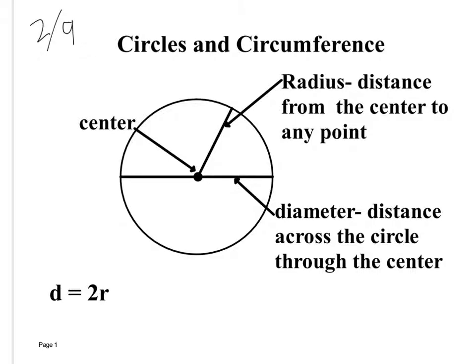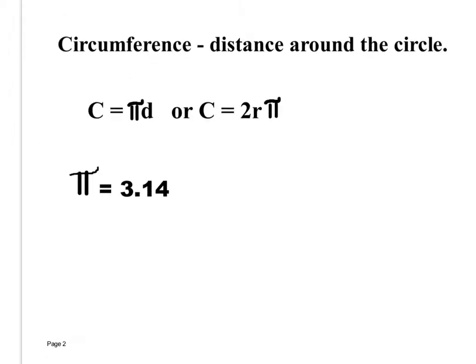To find circumference, you need this formula here. So write this down. Circumference is the distance around a circle. On that circle, the whole way around is the circumference. Anytime it's about circumference, it's the distance around a circle. To find the circumference, you have two formulas. Capital C stands for circumference, and it's pi times diameter, or 2r pi, 2 times the radius times pi.